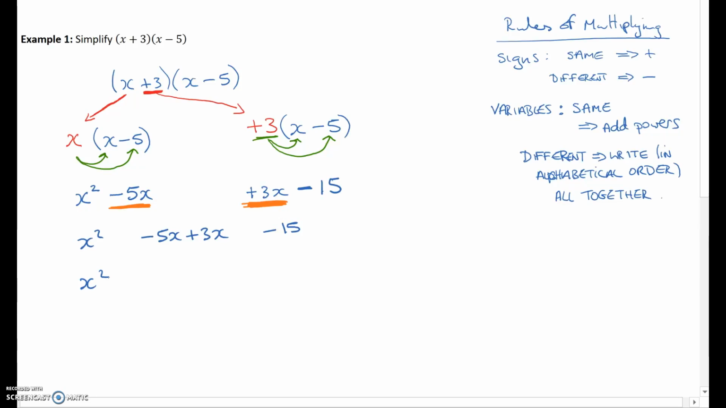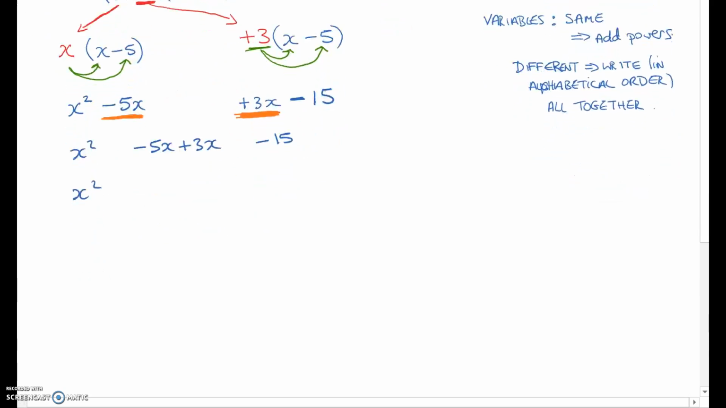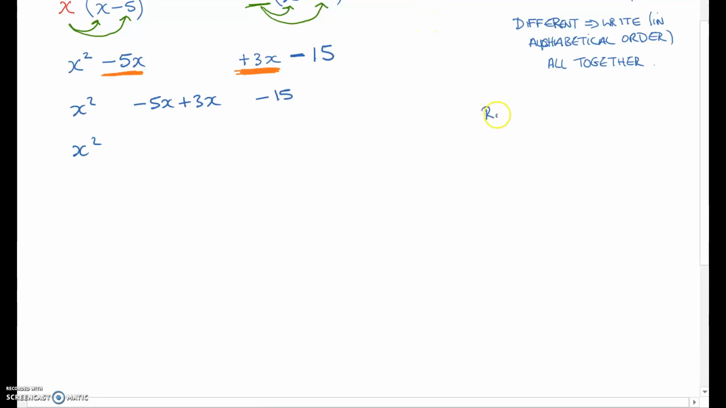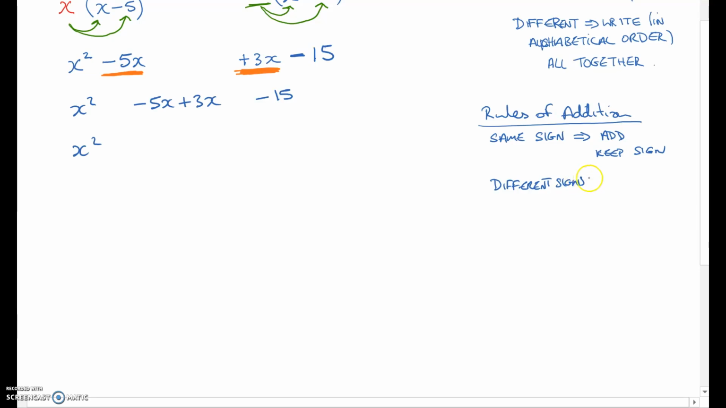Now, these are like terms, the rules of addition. There are no parentheses left anymore, so we're now talking about addition. Remember what the rules of addition are? If two like terms have the same sign, you add and you keep the sign. If they have different signs, you subtract the small one from the big one, but keep the sign of the bigger number.